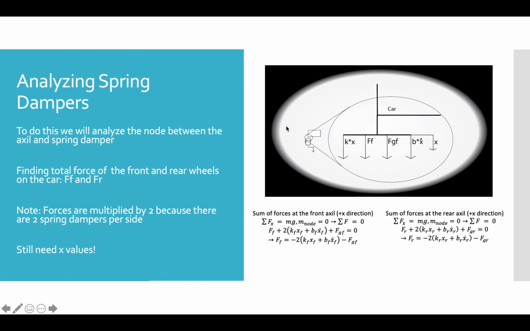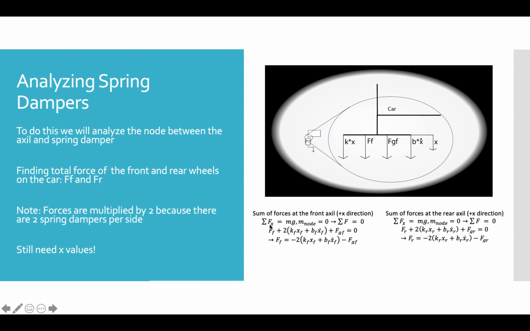Now we will move to analyzing the spring dampers and finding the force that they act on the mass. So here is a zoomed in view of the node at the top of the spring damper, in between the mass and the spring damper itself. Kx represents the force of the spring on this node. Ff represents the force of this node on the car. Fgf represents the force of this node on the car due to gravity. This is separate from Ff. This is an additional force. And B times x dot represents the force of the damper on the node.